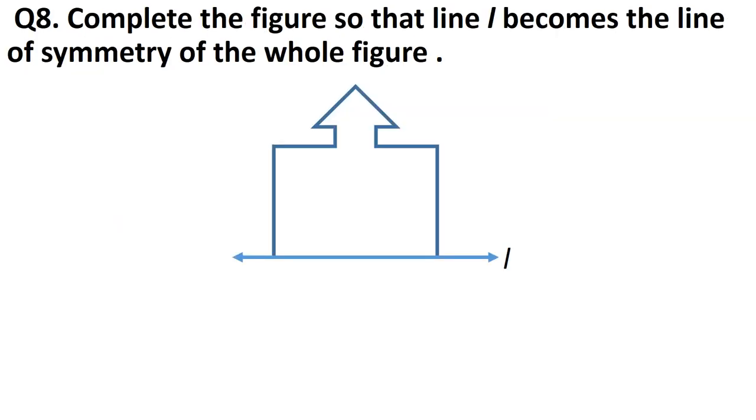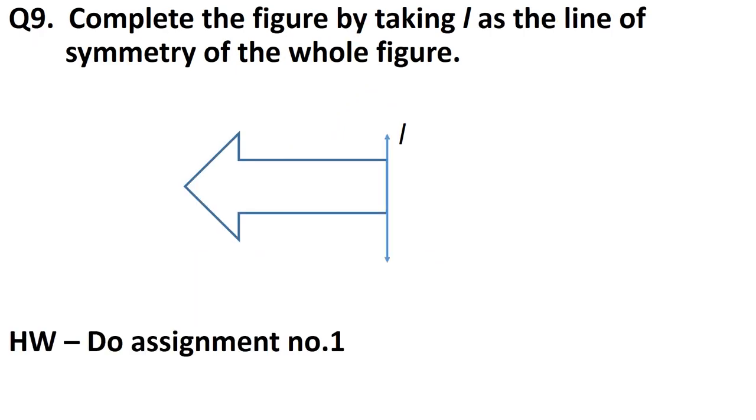Then there is one figure in which you have to think that L is a line of symmetry. So you have to make the second half of the figure, okay, so that it becomes symmetrical. Same is question number 9. Complete the figure by taking L as the line of symmetry of the whole figure. Okay, so you have to draw the second half part of that. You can do this assignment easily.